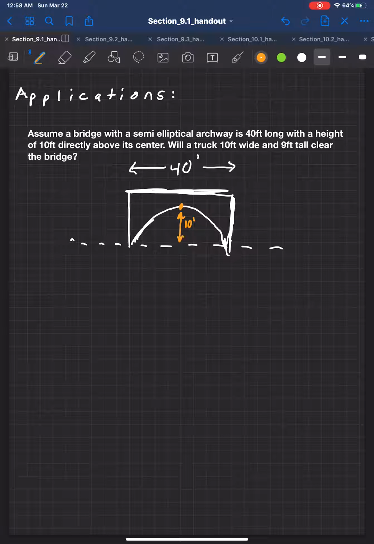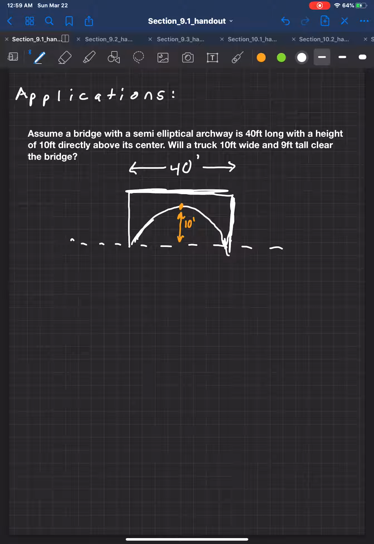So 10 feet from there to there. Okay. So what else do they ask us about? So it says, now you're in a truck, right? You're driving, let's say you rented a U-Haul truck or some type of box truck, and it says, will a truck that's 10 feet wide, 9 feet tall, clear the bridge?